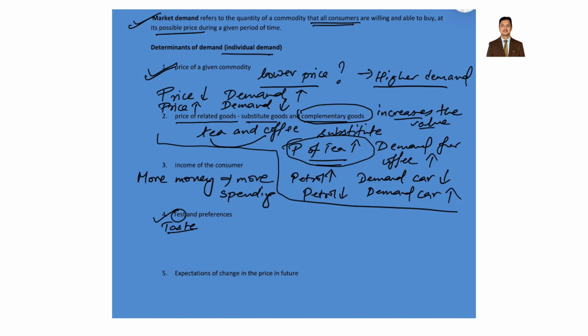Okay, these are subjective and can vary between individuals or groups, but they play a crucial role in shaping demand, right? So for example, let me talk about the positive influence of taste and preference. If a product becomes trendy or aligns with the consumer's preferences, its demand will increase.